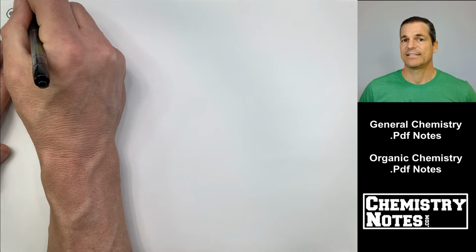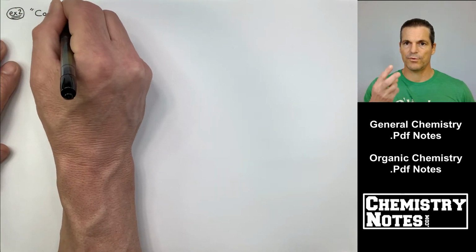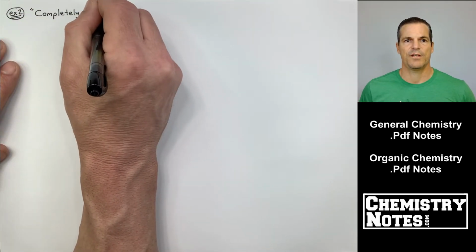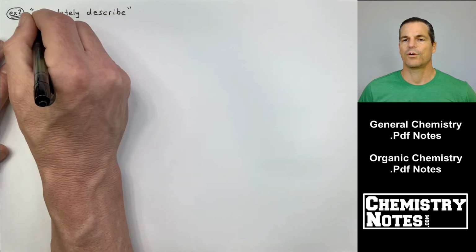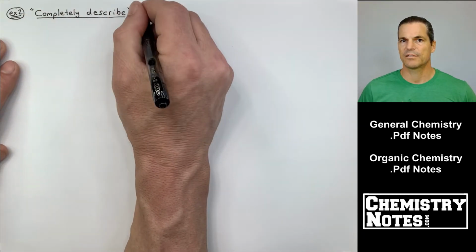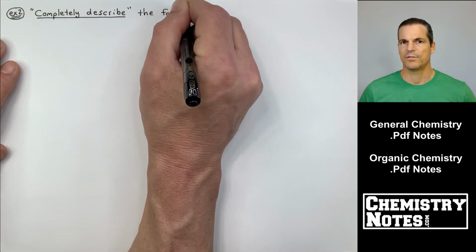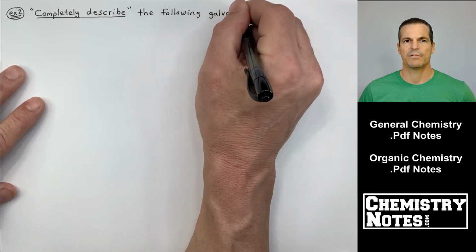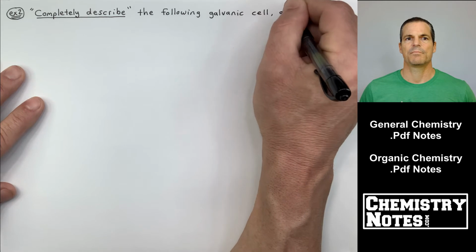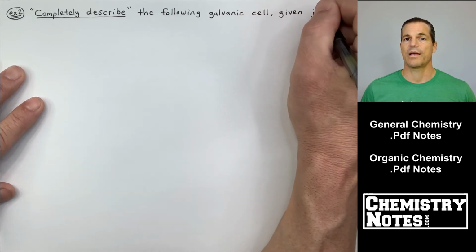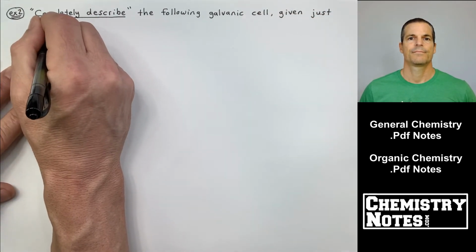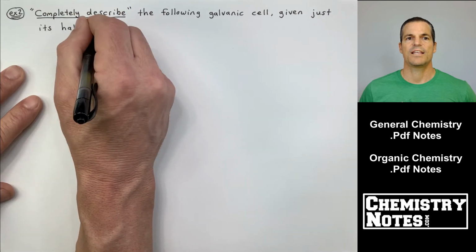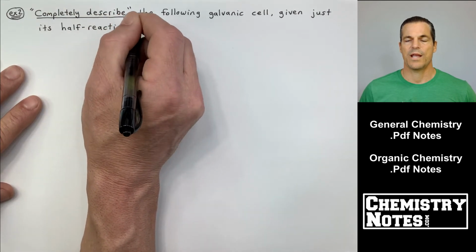All right, example 2. This is example 2 of 3 in today's video. Here's that term or that phrase, "completely describe." So I'm going to tell you what it means to completely describe a galvanic cell. First, let me write out the equation. It says, completely describe the following galvanic cell, given just its half reactions.